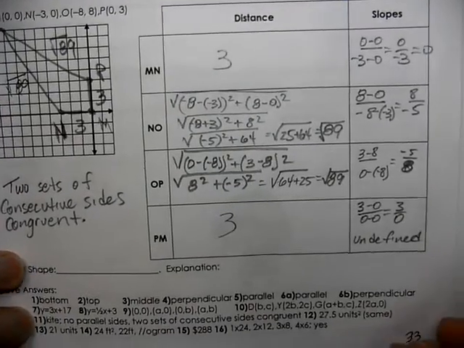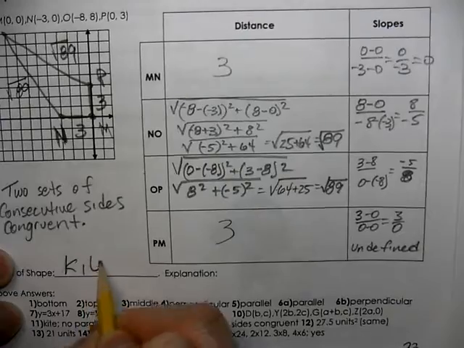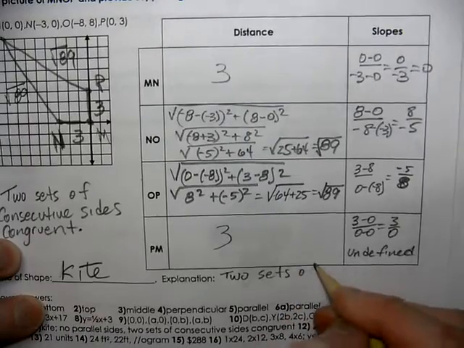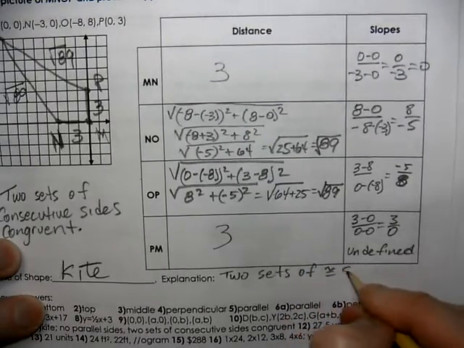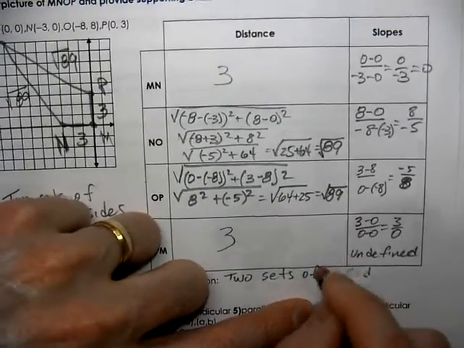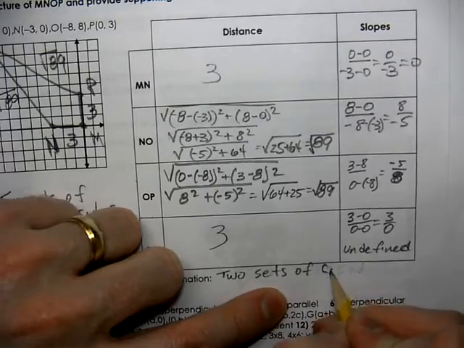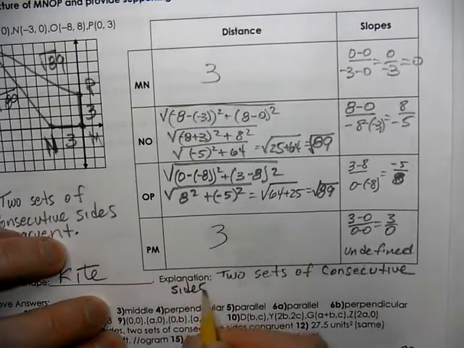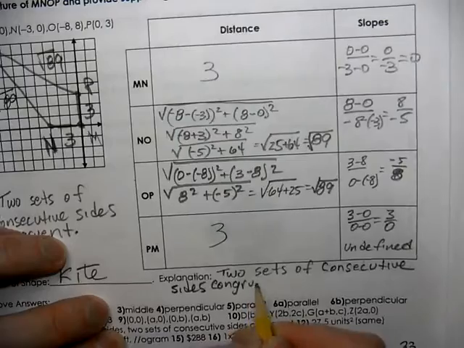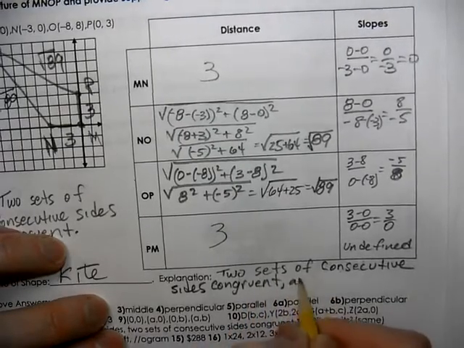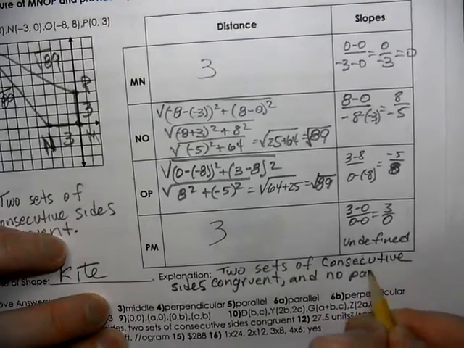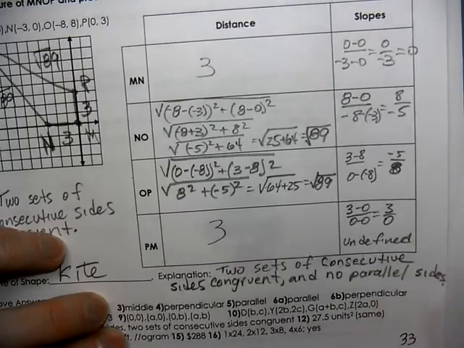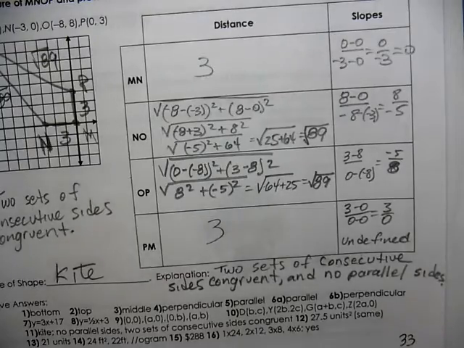Okay, so here we have a kite. We have two sets of congruent sides, or two sets of consecutive, that's the key, sides congruent, and no parallel sides. That's the key, that is a kite.